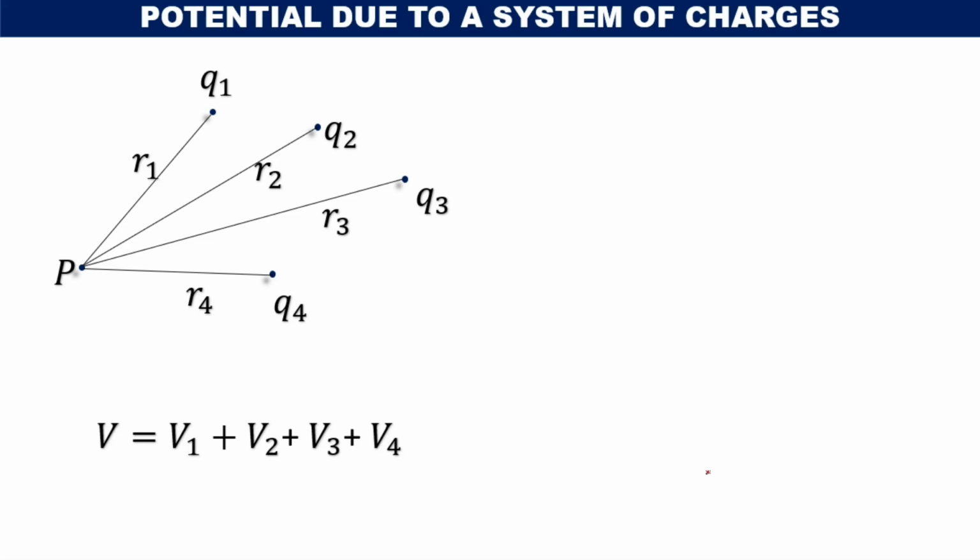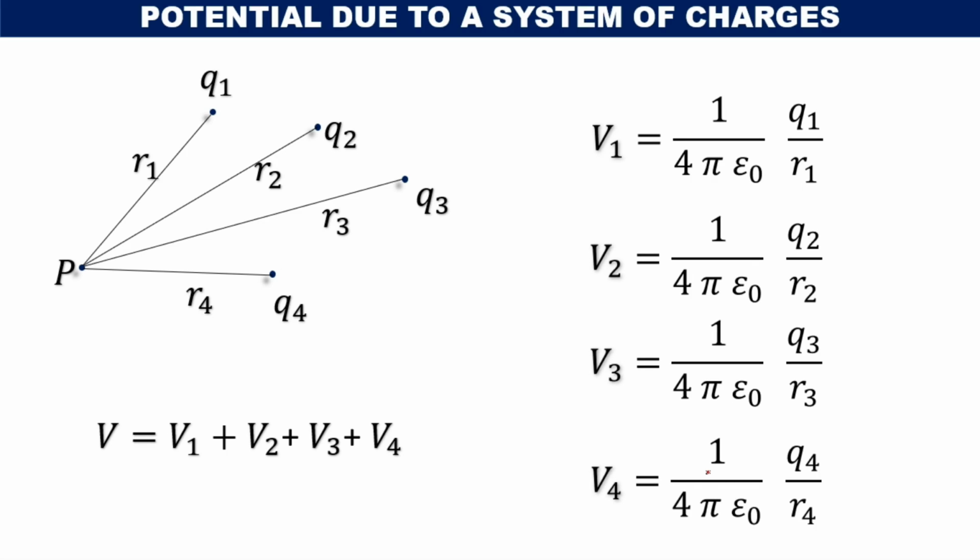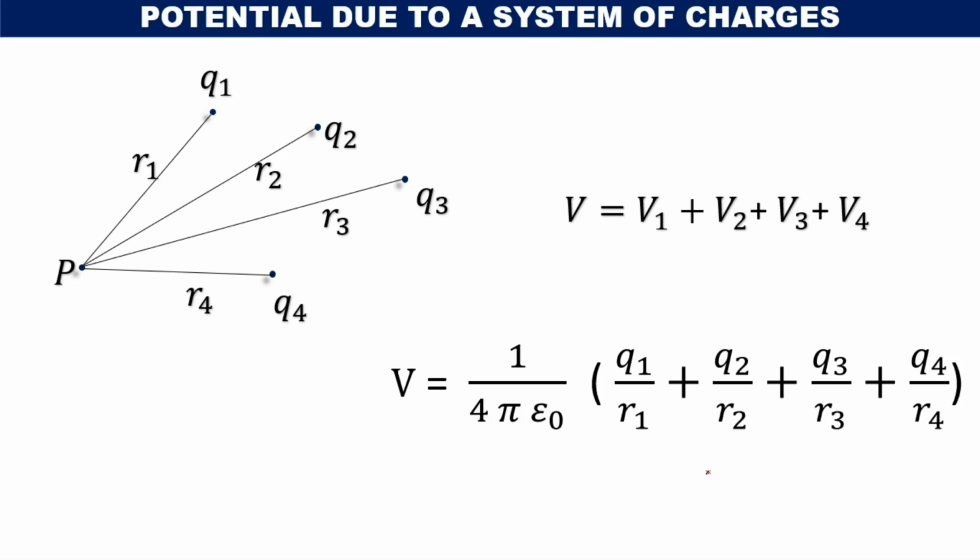Now, if you substitute the value of potential due to individual charges in the given expression, where V1, V2, V3 and V4 are as shown in the slide, then we will get V is equal to 1 by 4 pi epsilon naught. The proportionality constant common to all four terms, we write outside the bracket, and inside the bracket the ratio of the magnitude of the charges to the distance of separation between the charge and the given point, which is represented as Q1 by R1 plus Q2 by R2 plus Q3 by R3 plus Q4 by R4. This is the general expression.